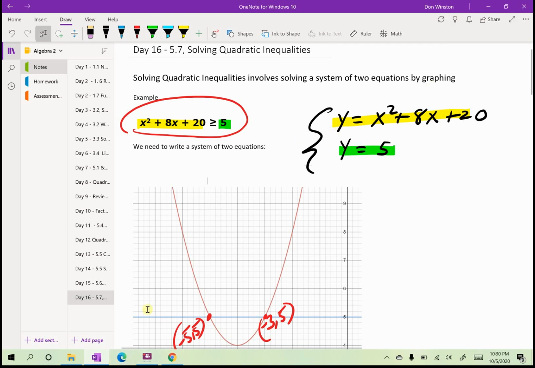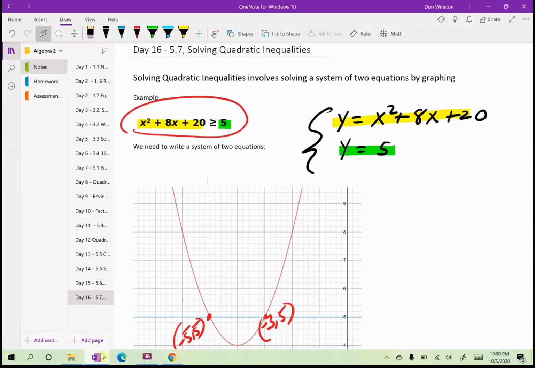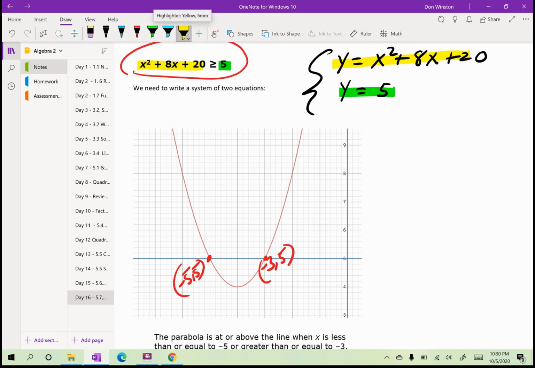So I went out to decimals and I graphed y equals x squared plus 8x plus 20 and y equals 5. And there are my two graphs. I have a parabola and I have a linear equation. So what we're asking is, when is that parabola that I highlighted in yellow above the line y equals 5? So this is the line y equals 5.